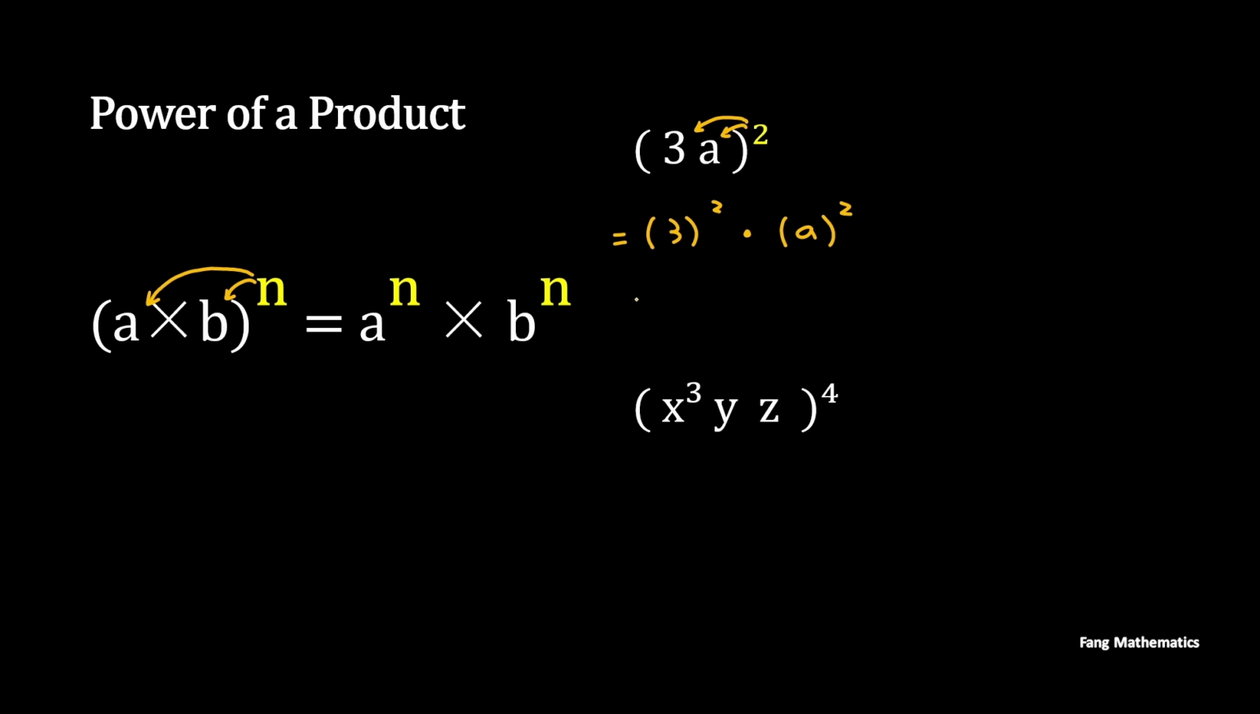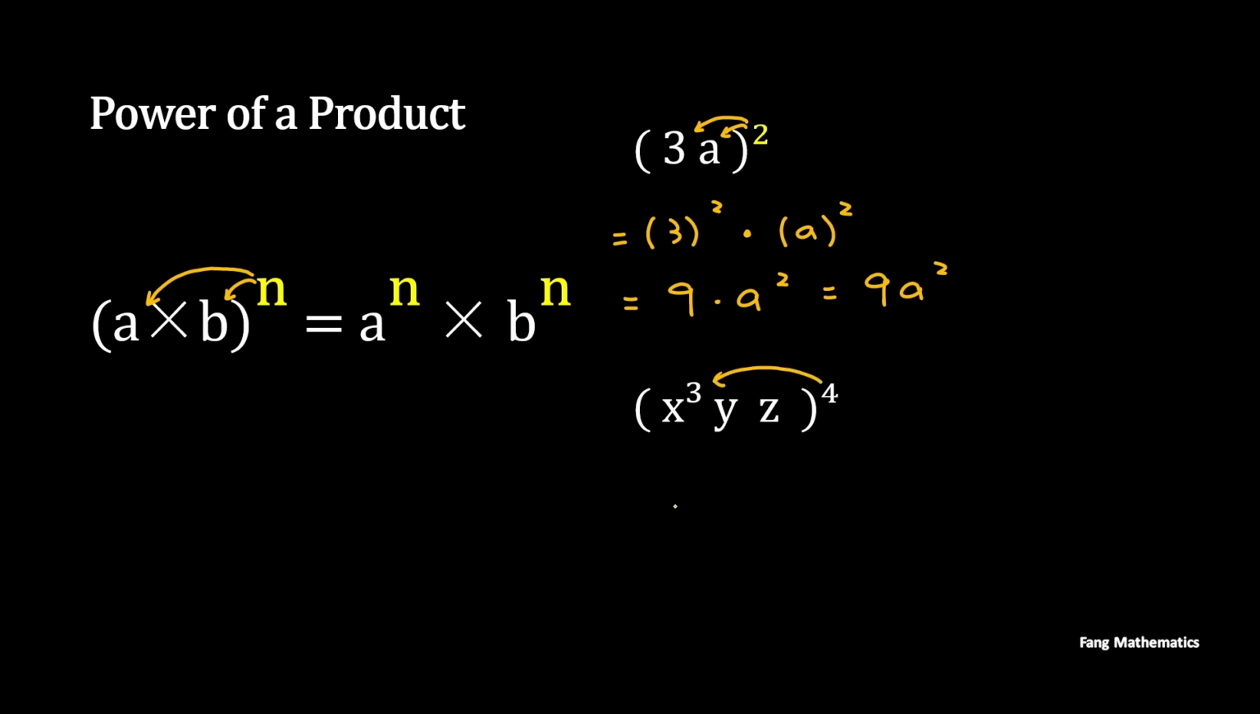You are to distribute the power. So if you are to simplify, 3 squared should give you 9, and times a squared should give you a squared. And your answer should be 9a squared. Moving on to this example, you should first see there are three components inside the parentheses. They are x cubed, y, and z. So we are to distribute this power outside of the parentheses to each of the components of the product.